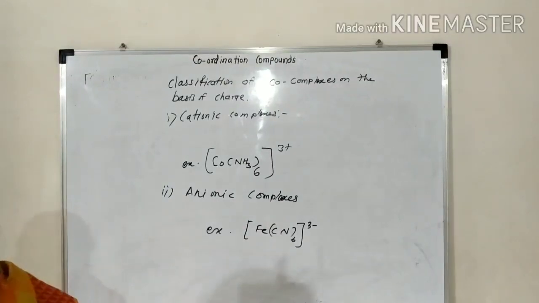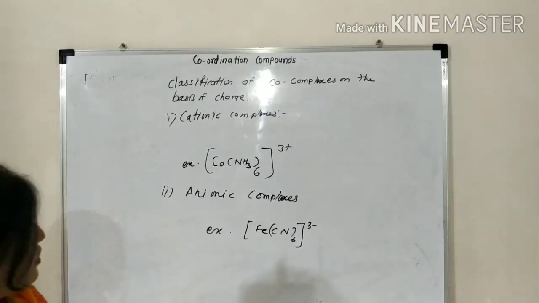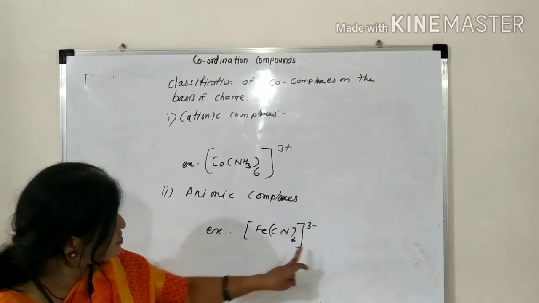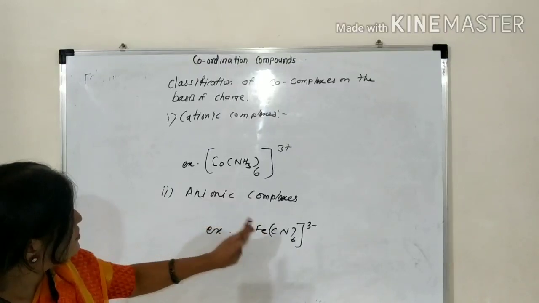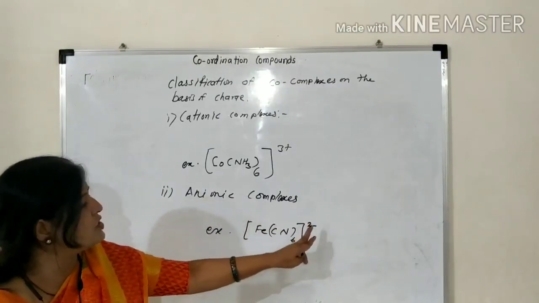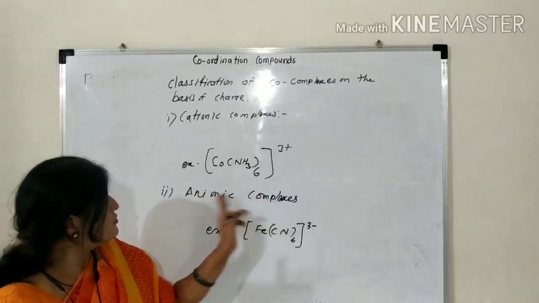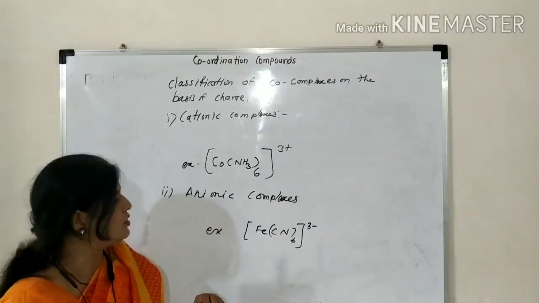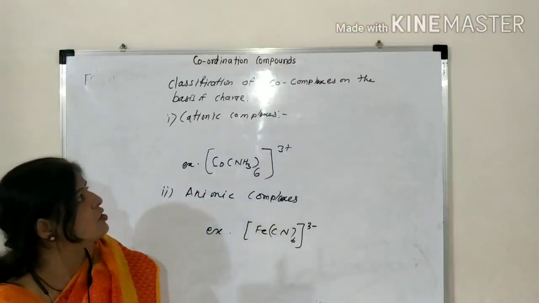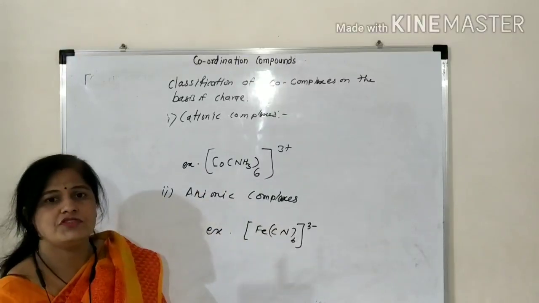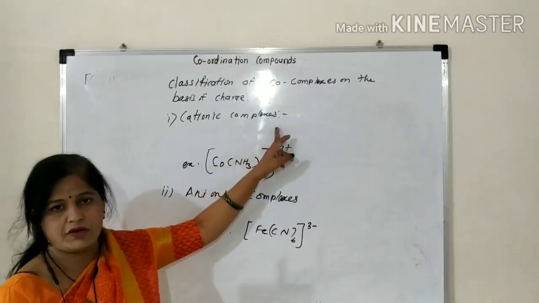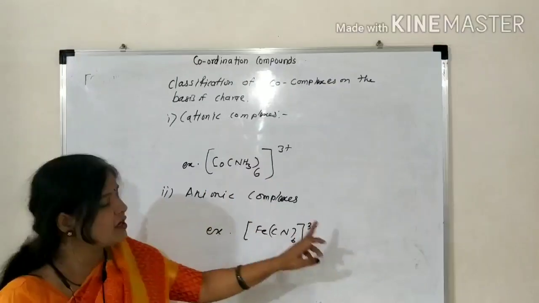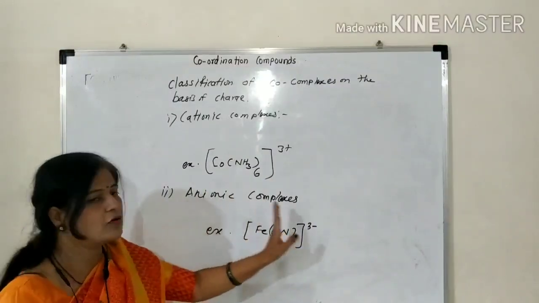Here this coordination sphere carries a negative charge, therefore that is called an anionic complex. This is about the classification of coordination complexes on the basis of charge. If the coordination sphere carries a positive charge, that is called a cationic complex. If the coordination sphere carries a negative charge, that is called an anionic complex.